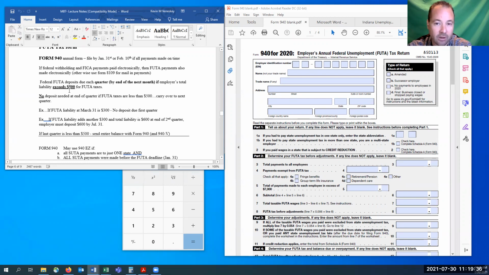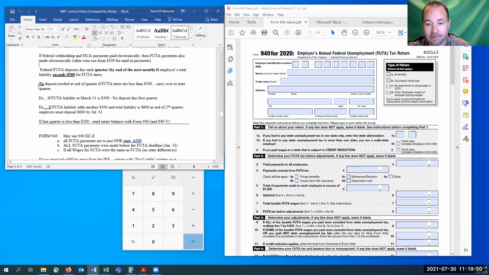Once you get to 500, then you have to make a payment by the end of the month following the quarter, like all of the other ones. So we're going to look at that and see if we have 500 yet. If we don't, we're going to carry over that amount. It's still going to be in our T account. And then we're going to judge it the next quarter, see if we're over 500.